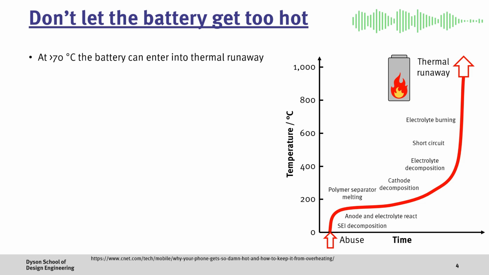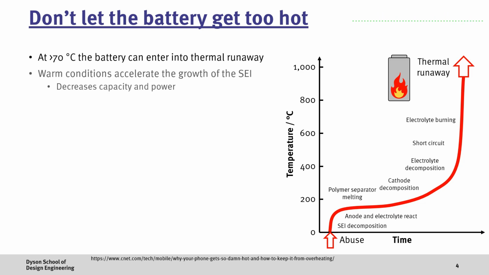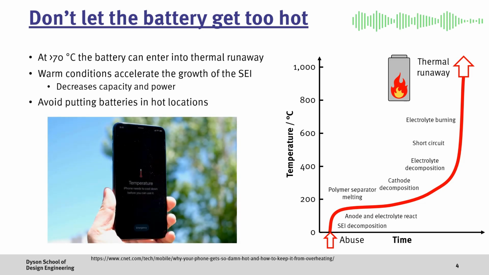If this temperature keeps increasing, this can melt the polymer separator in the battery, causing a short circuit, as well as the decomposition of the cathode and electrolyte, which can lead to the battery fire. Temperatures below 70 degrees can still cause damage to the battery, with warmer conditions accelerating degradation. This happens because the growth of the SEI layer accelerates at warmer temperatures, leading to decreased capacity and power. So the key takeaway here is to avoid putting your batteries and battery-powered devices in hot locations.